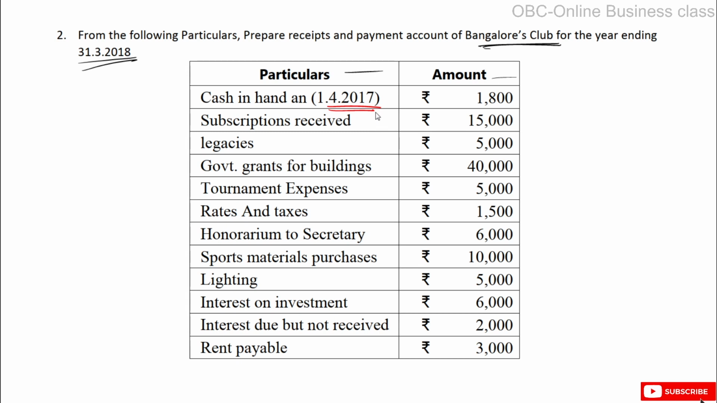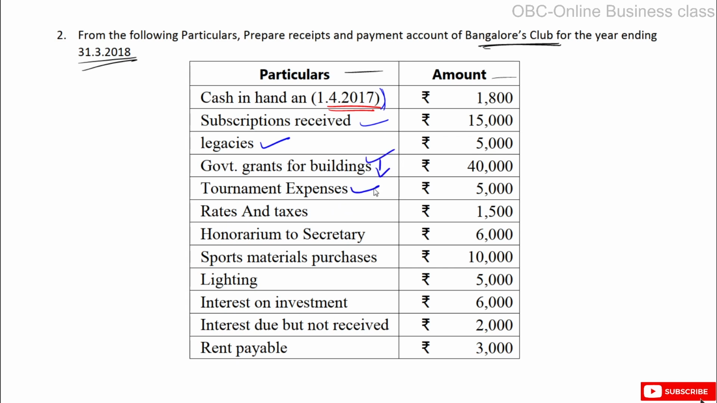For this receipts and payment account, cash in hand will be recorded in the receipt side, as the opening balance or balance brought down. Next is subscription received. Subscription received is an income, so it will be recorded in the receipt side. Next is legacies. Legacies will also be recorded in the receipt side because that's an income. Next, government grants for building. Government has given grants to build a building, so that's an income that will be recorded in the receipt side.